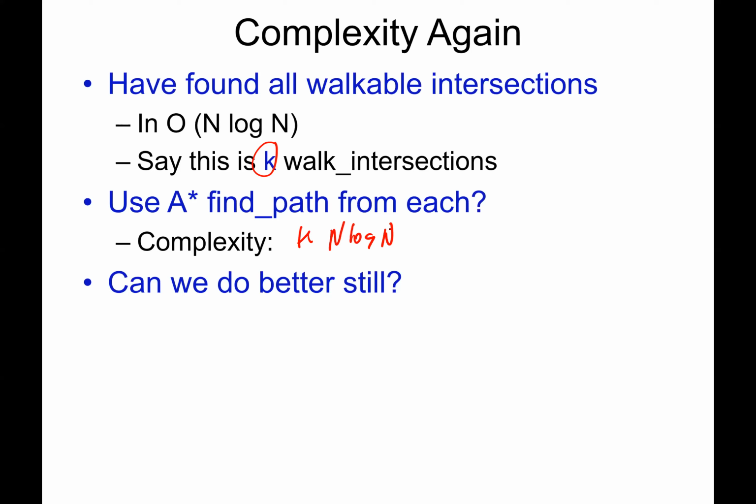So it hasn't actually gotten a whole lot better than it was when we were just using our simple pruning function to avoid calling A star a lot of times to find the walkable intersections. So this will be faster, but we still haven't changed the overall complexity of our algorithm. Can we do better still? Any ideas on how we can do better still?